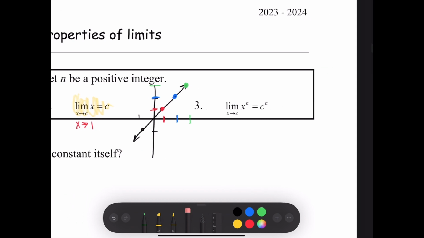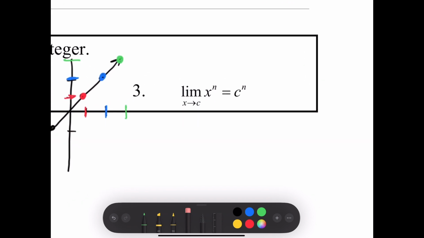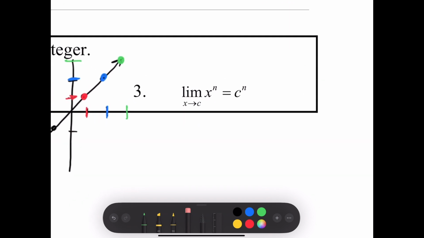Okay? And lastly, I have the limit of x to the power of n as x approaches c, which would just be c to the power of n. And I'm going to draw one more example. If I were to have my xy axis here, I know that a cubic function looks like this, right? And so let's say I'm observing the limit of my function x cubed, and I observe it at 1. Well, I'm going to be observing 1 cubed, right? So I'm just going to be cubing whatever that constant is that I'm observing.